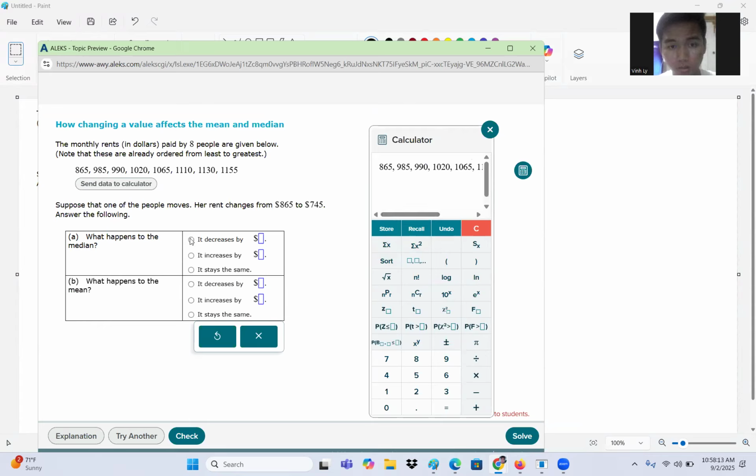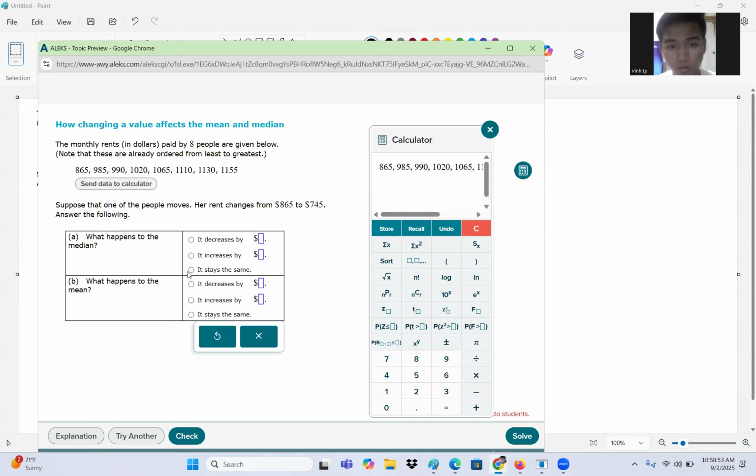What happens if one of the values changes from 865 to 745? So we have to replace 865 by 745. Okay. What happens to the median? So it remains the same because like I said, the change in the value might not affect the median. Unless it's changing something specifically at the middle data set point, then it might affect the median. Otherwise, it always stays the same.